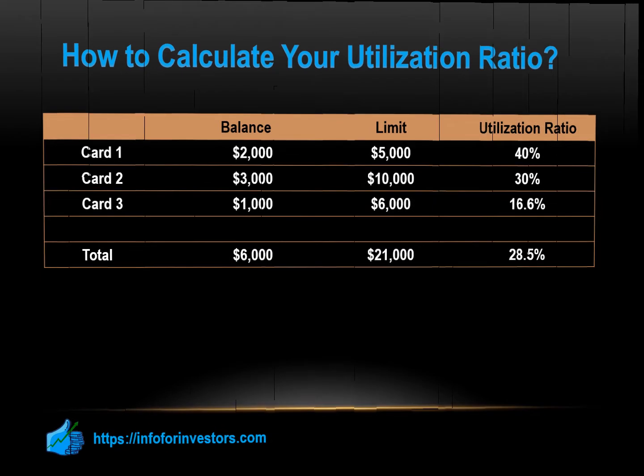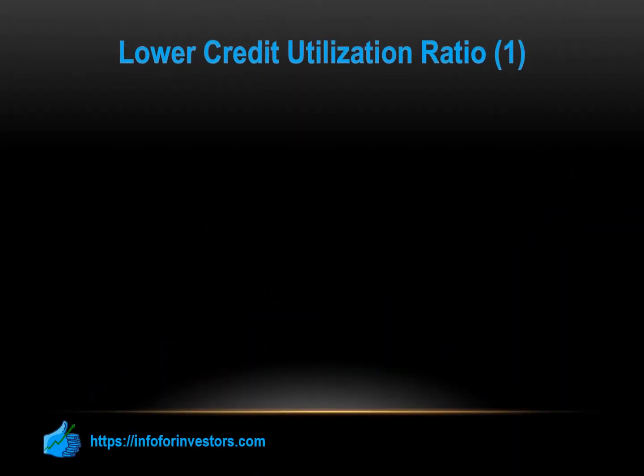9 strategies to lower credit utilization ratio. There are good ways to lower your utilization ratio. Each has its own pros and cons. Here are the main strategies. 1. Decrease debt. One way that you can bring down the balance on your cards and your overall utilization is by paying down your debt as quickly as possible.